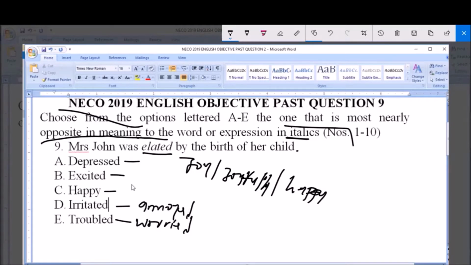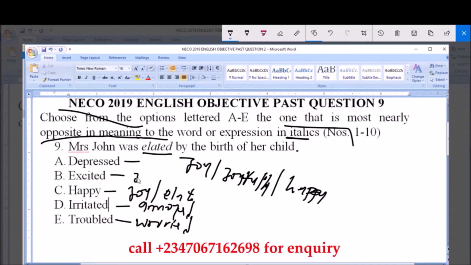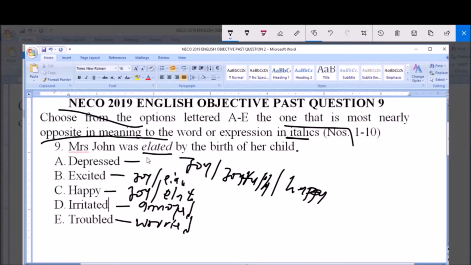When we talk of happy, it is the same as joy or to be elated. Then excited is the same as joy or elated. Then depressed means sad. We are looking for the word that can actually serve as the opposite. When we talk of sad, then we have happiness. The opposite of sad is happy or happiness.